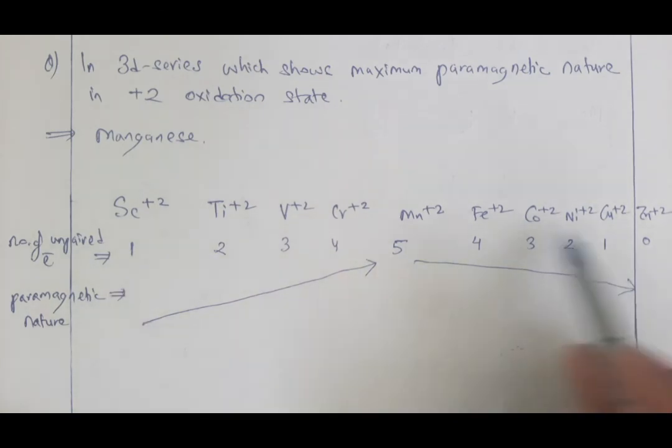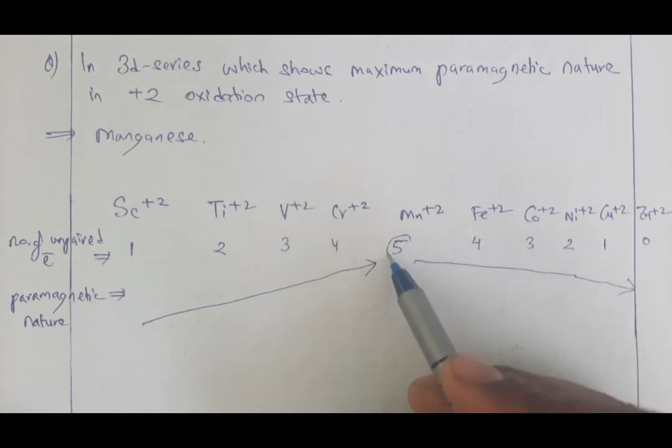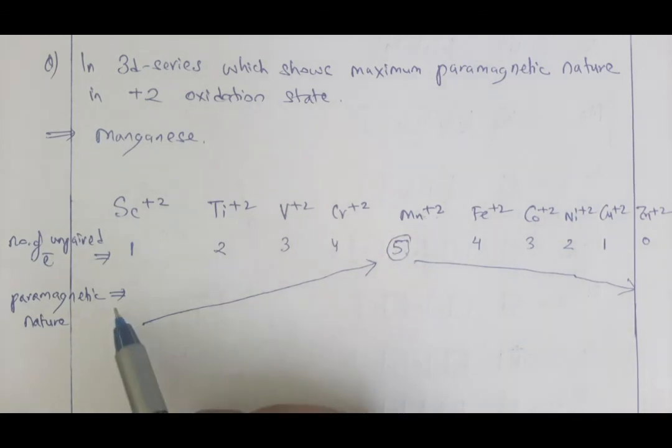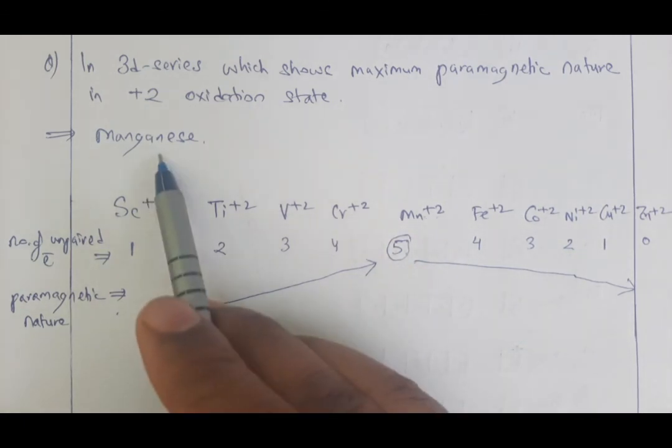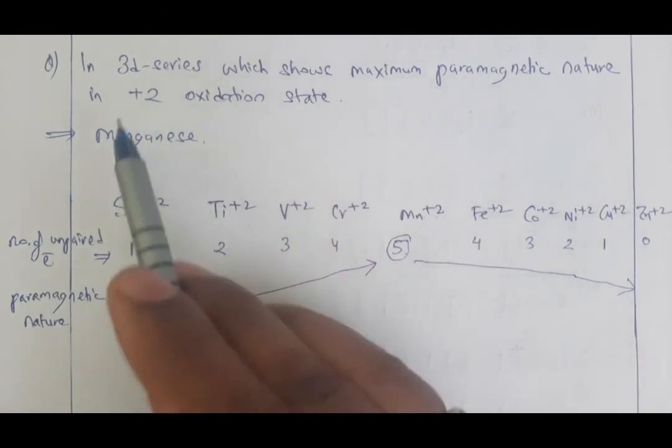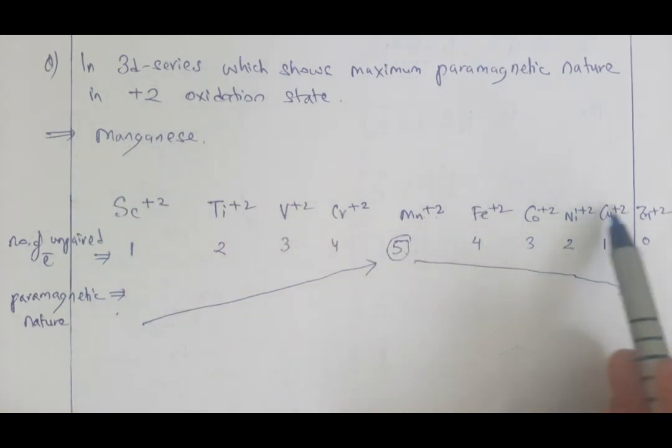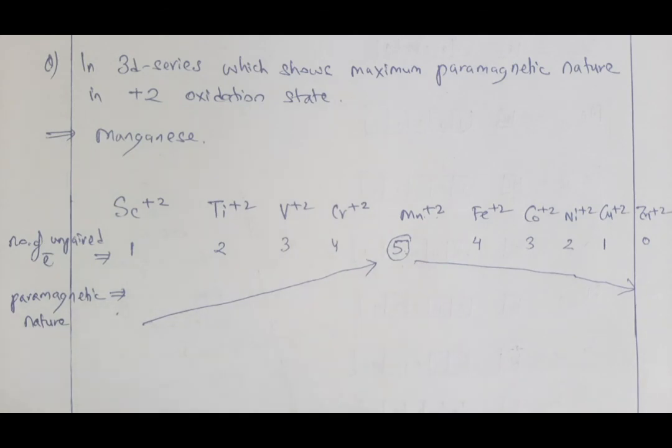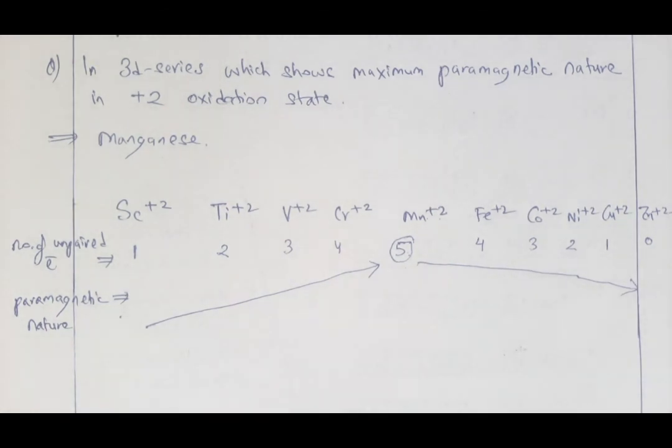So if you compare here, who has the highest unpaired electrons? Manganese in +2 oxidation state. Therefore, the more the unpaired electrons, the more the paramagnetic nature. That's why manganese shows maximum paramagnetic nature in +2 oxidation state. So the answer is manganese. Hope you all understood. If you want, you can take a screenshot of this to make notes. Hope you all understood till here.